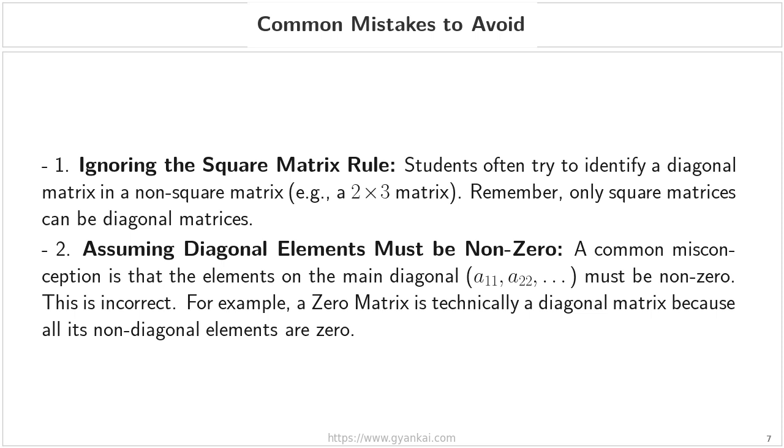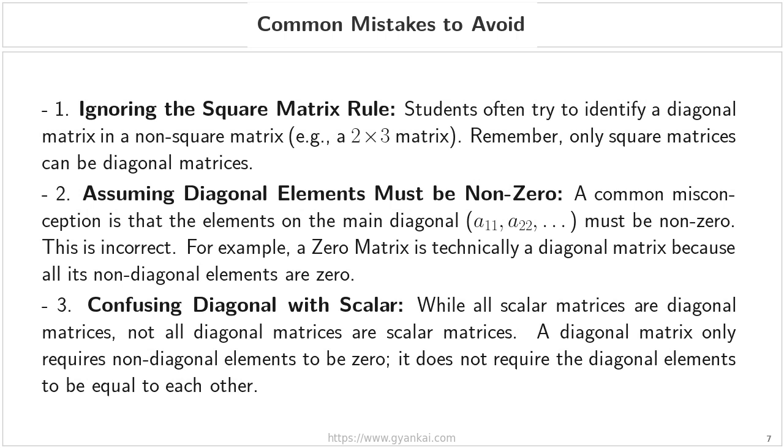Second, avoid the assumption that the elements on the main diagonal, such as a sub 1-1 or a sub 2-2, must be non-zero. This is a common misconception. As we noted in the mathematical definition, the diagonal elements can be any value at all. In fact, a 0 matrix, where every single entry is 0, is technically a diagonal matrix because it satisfies the primary condition. All elements outside the main diagonal are 0.